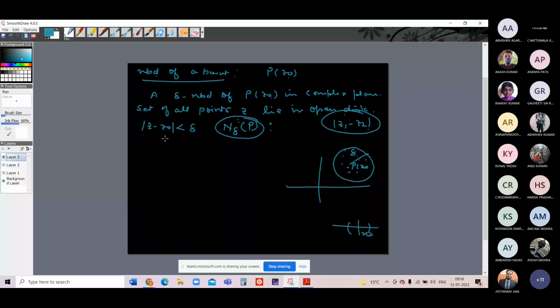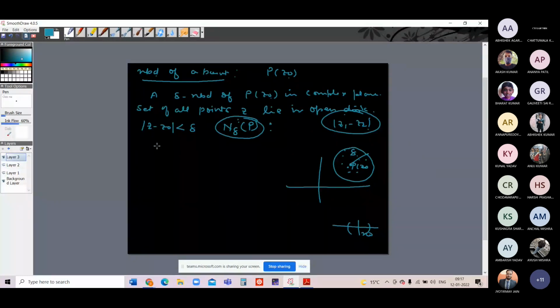If we are excluding a point z naught from this open disk, you can see here in this open disk नेबरहुड के पॉइंट z भी इसके अंदर लाई कर रहे हैं और ये पॉइंट z नॉट भी इसके अंदर लाई कर रहा है. इफ वी आर एक्सक्लूडिंग दिस पॉइंट z नॉट फ्रॉम दिस ओपन डिस्क, if we remove or exclude this point from this open disk, then this neighborhood is called deleted delta neighborhood of this point z naught.